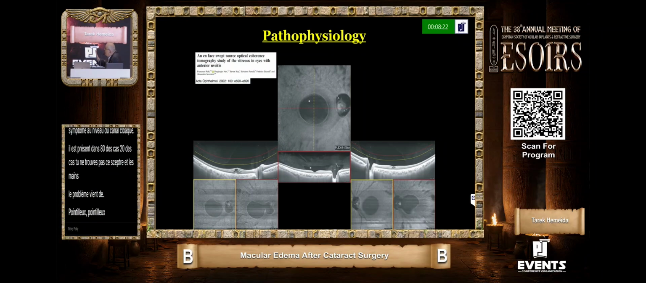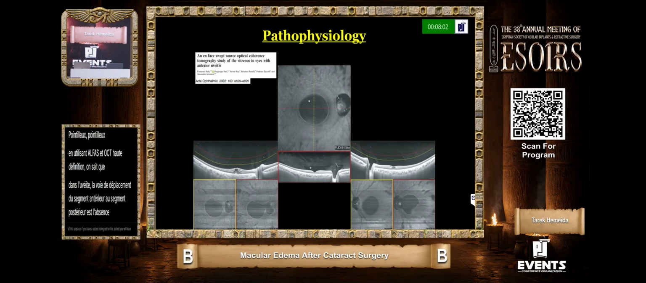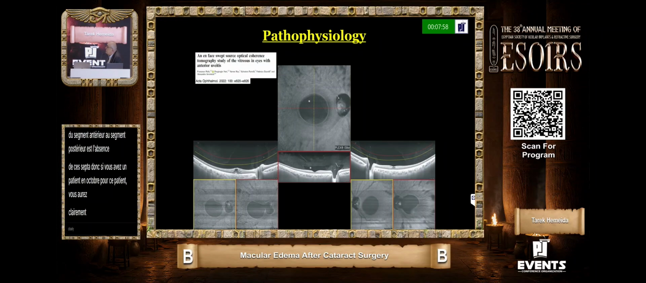Using SS-OCT and high definition OCT, it is known that in uveitis, the pathway to travel from the anterior to the posterior segment is the absence of this septum. So if you do OCT for a normal patient, it will clearly show the septum, which is present at the premacular bursa.